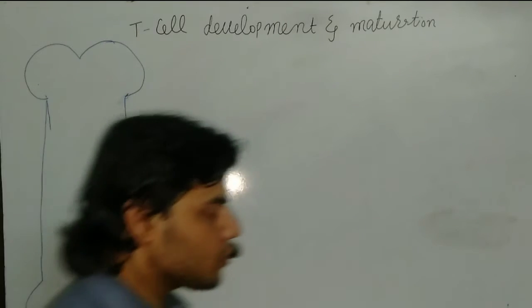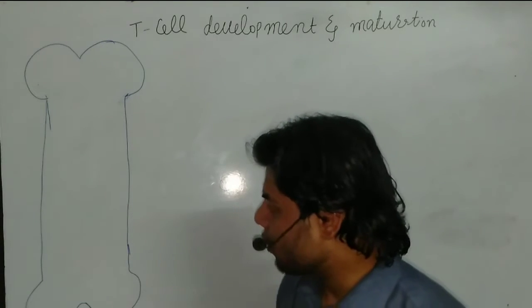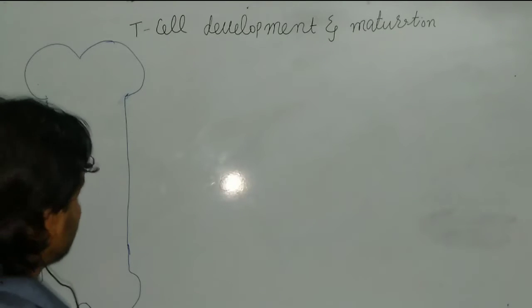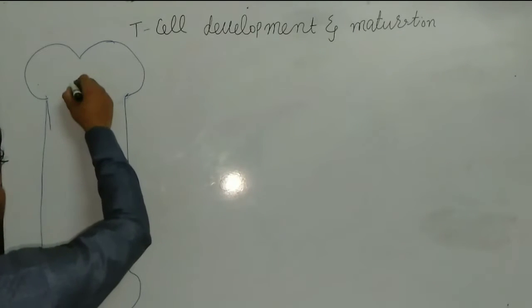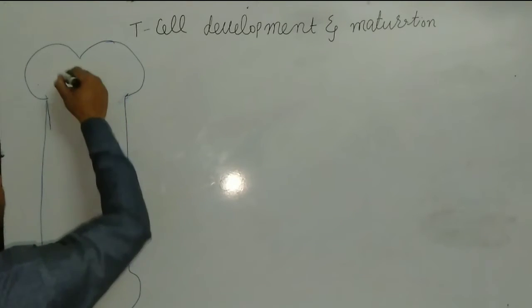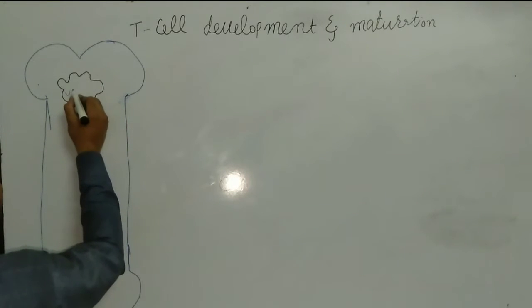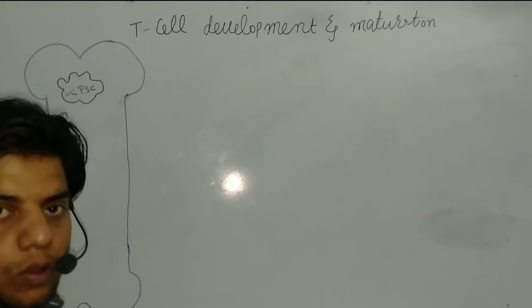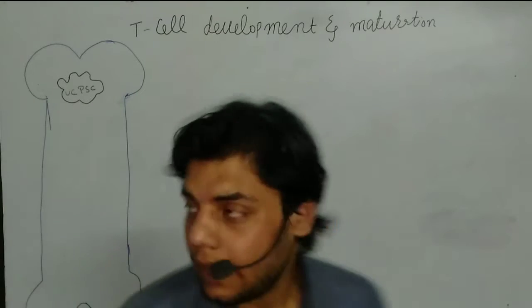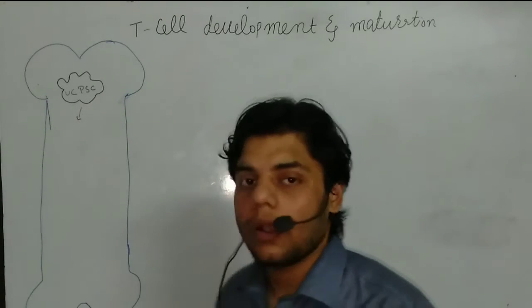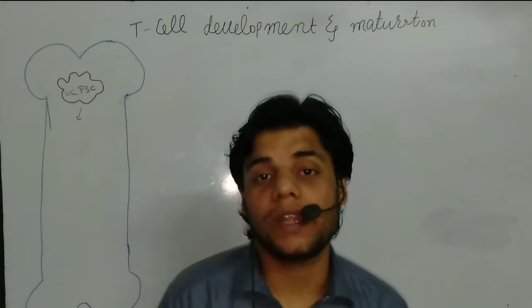Okay, so let's suppose this is the bone marrow. Inside the bone marrow we have different kinds of immature cells. So the first cell, let's suppose this is the first cell, we call that uncommitted pluripotent stem cell. This cell will be converted into cumulative pluripotent hemopoetic stem cell.